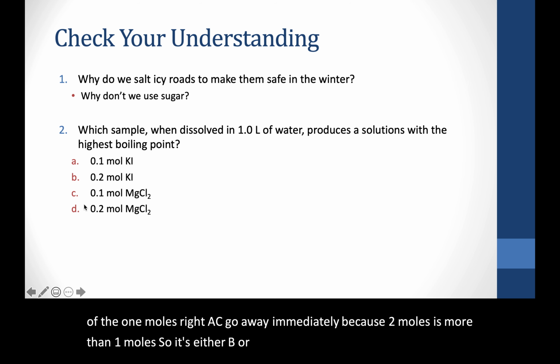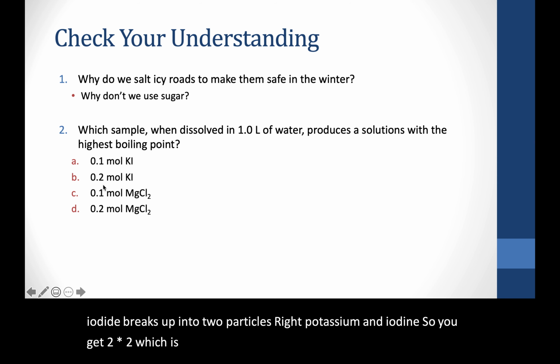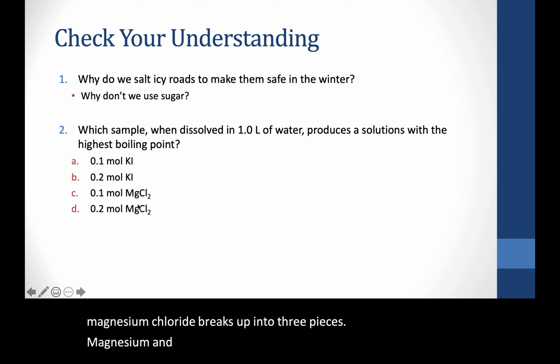Now, they both say 0.2, but potassium iodide breaks up into 2 particles, right? Potassium and iodine. So you get 2 times 0.2, which is just 0.4 moles of particles. Whereas D, magnesium chloride, breaks up into 3 pieces, 1 magnesium and 2 chlorines. So this is 3 times 0.2, which is 0.6 moles. So the answer is D.